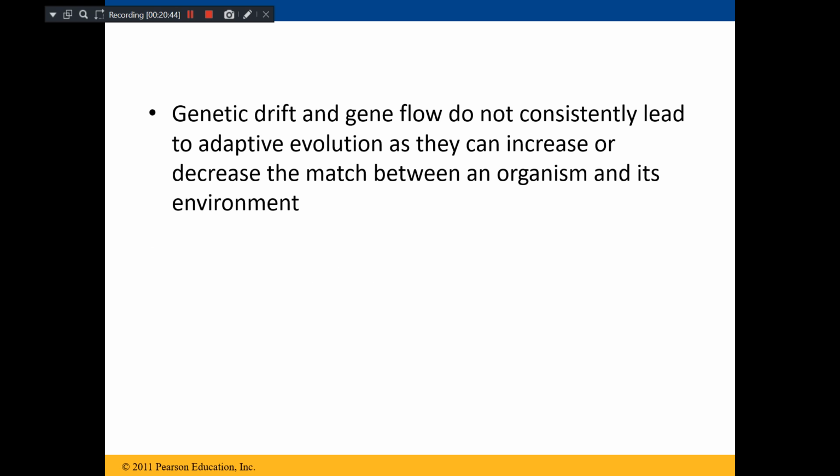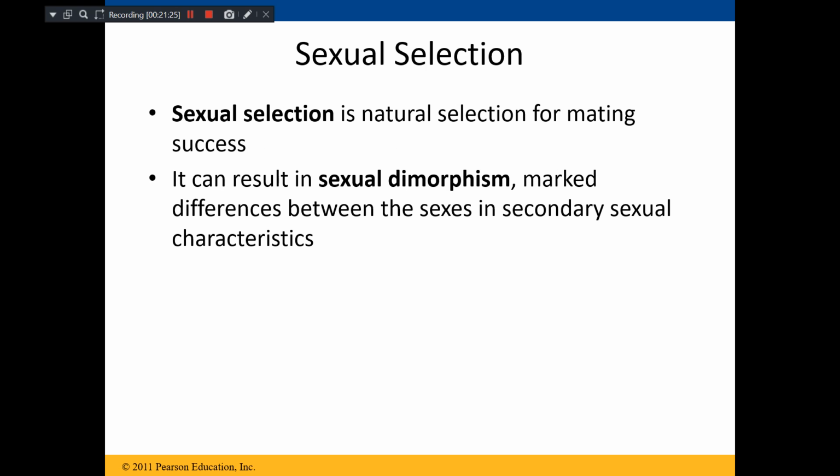All of us know that genetic drift and gene flow do not always lead to adaptation to the environment. Sometimes they can increase the match between the organism and environment, sometimes decrease that intimacy. So that's why we can say that genetic drift and gene flow do not consistently lead to adaptive evolution. Sometimes they can contribute to adaptive evolution, no doubt, because they can increase the attachment between the organism and environment or decrease it. Both things are possible.